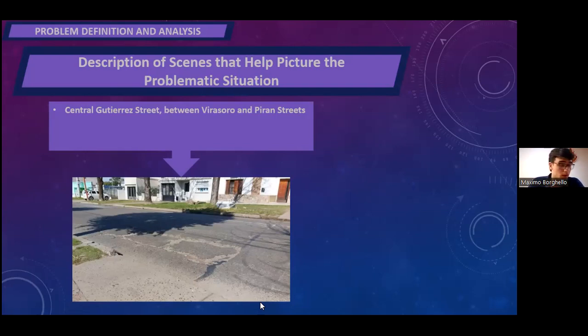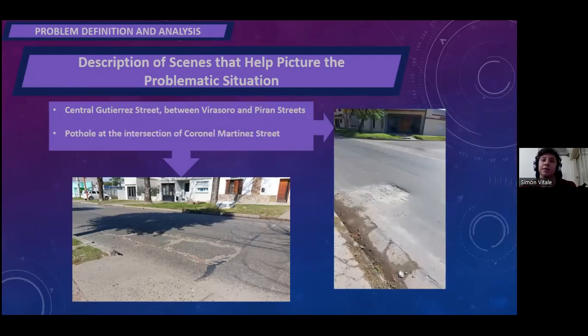That is a problem because if we don't take care of it on time, the pothole will be deeper and larger. Also, you can't just patch it because the underlying structure is experiencing failure. So it requires structural reconstruction. In the picture at the right, we can see the pothole at the intersection of Coronel Martinez Street. This pothole is very deep because the vehicles pass over it every day.